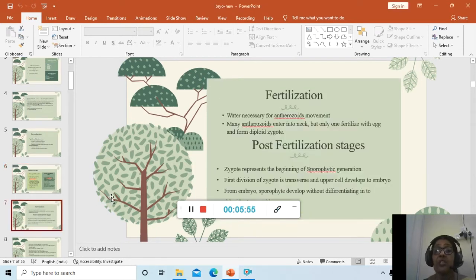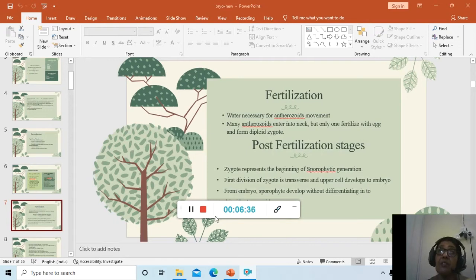Then about fertilization, it needs water. The presence of water is necessary for the antherozoids to move, and the antherozoids enter into the neck of the archegonium. Many antherozoids may enter into the neck, but only one is permitted to come down and fuse with the egg that is seen in the venter to form the zygote. That is fertilization. Then about post-fertilization stages, the zygote represents the beginning of the sporophytic generation.